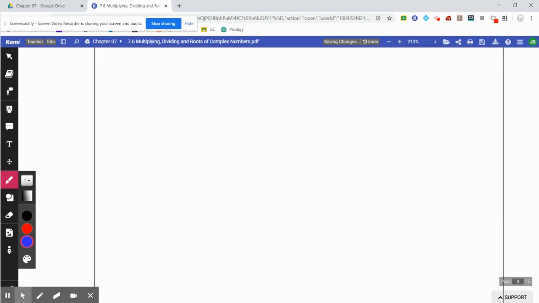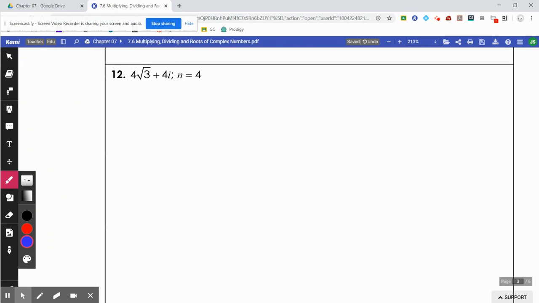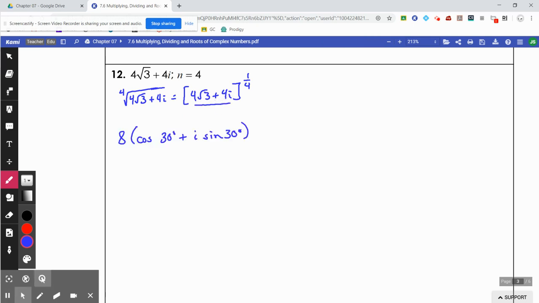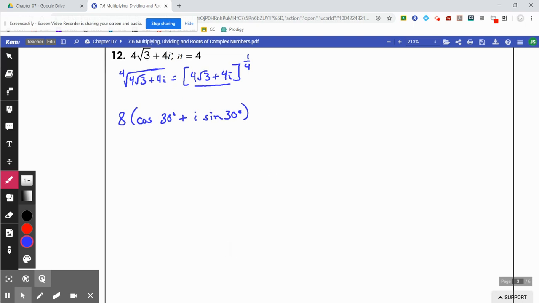Let's do another one. Now we're looking for a 4th root. We're looking for the 4th root of 4 root 3 plus 4i, which we can write as 4 root 3 plus 4i to the 1/4 power. So to find that 1/4 power, first we're going to have to write this in trig form, and I'm going to go ahead and do that for you. So there's what you have. And again, we're going to raise this to the 1/4 power.